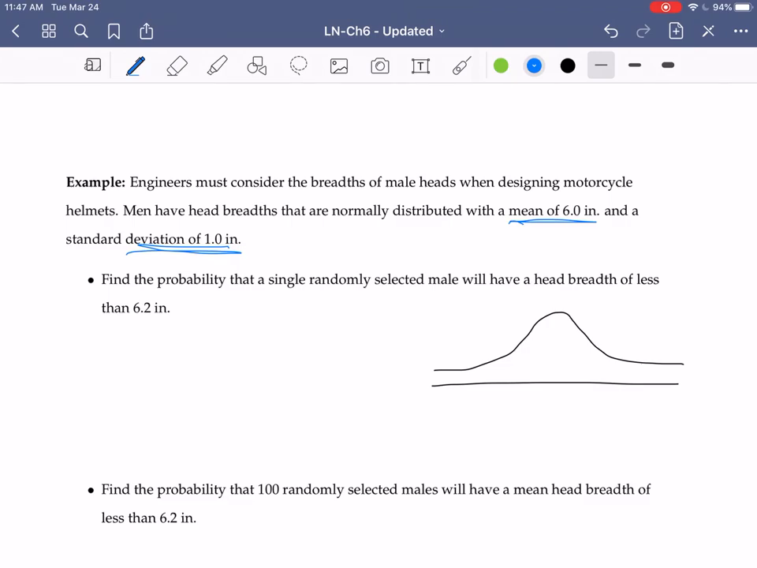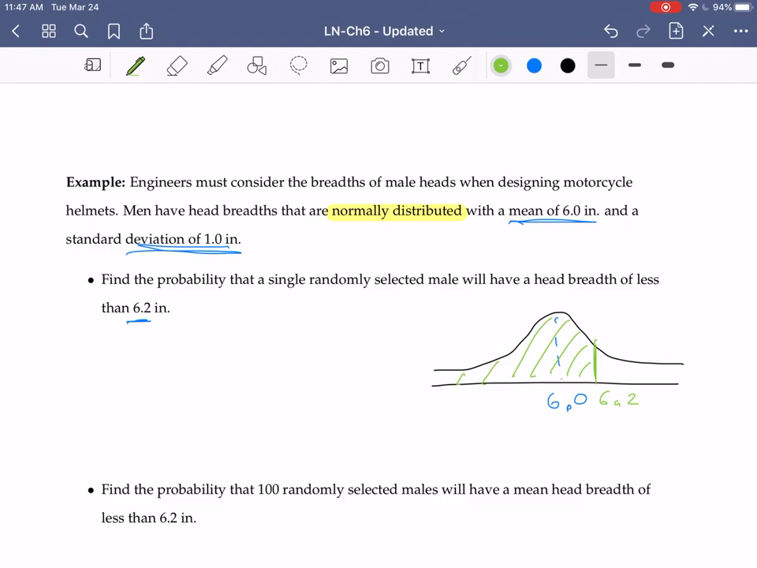We know it's normally distributed. How do we know it's normally distributed? Because it says it in the problem. The mean is 6.0. We want to know what's the probability that it has a value less than 6.2, right? So somewhere to the right is a value of 6.2. We want to find the probability we're to the left of 6.2.